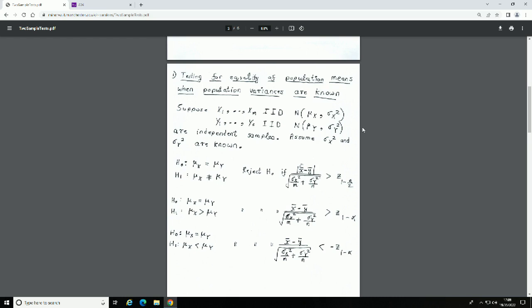So to do question one, you need to use one of the three rejection rules on the screen, right? So you use one of the three rejection rules on the screen to do question one.